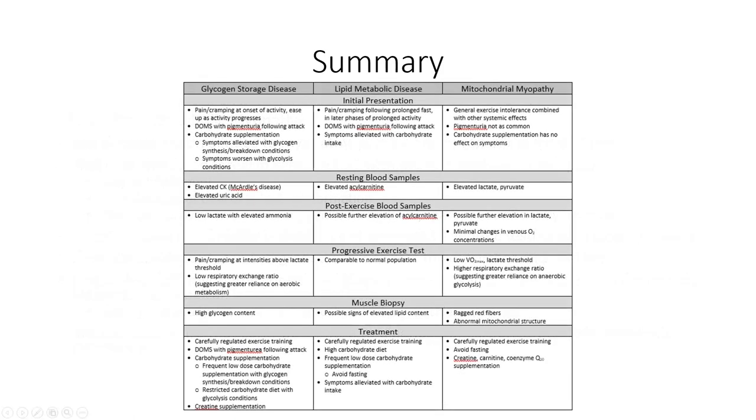The common denominator with all metabolic myopathies is an initial complaint of general fatigue and intolerance to physical activity that typically includes pain and muscle cramping. Further questions will provide additional clues to the condition. Pain early on in activity that improves as the activity continues, the so-called second wind phenomenon, as well as pain with high intensity activity, is more indicative of a glycogen storage disease.